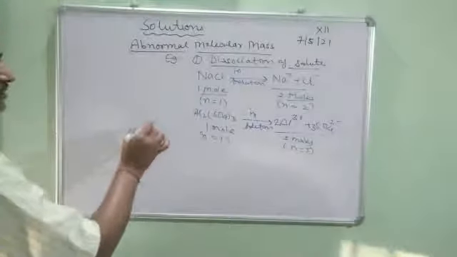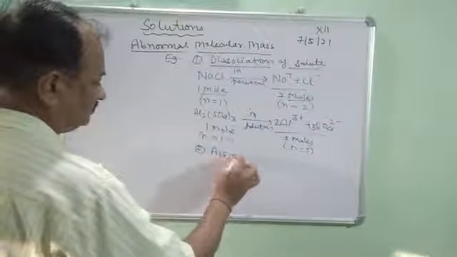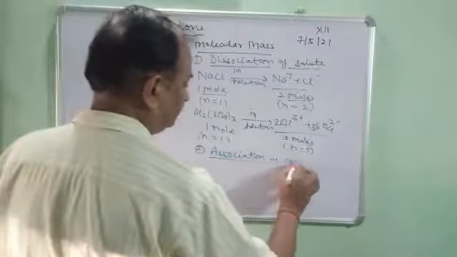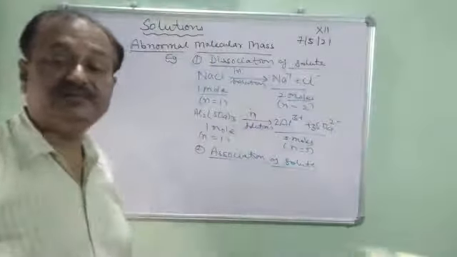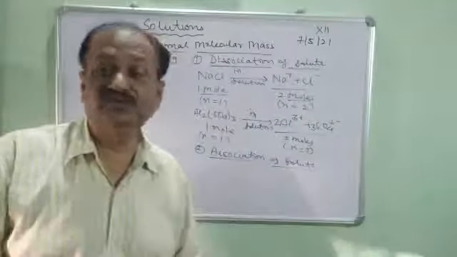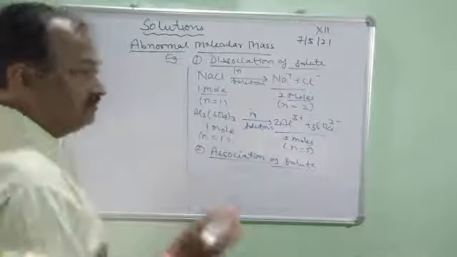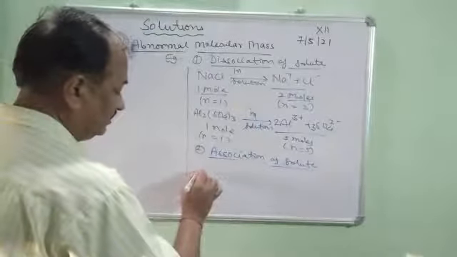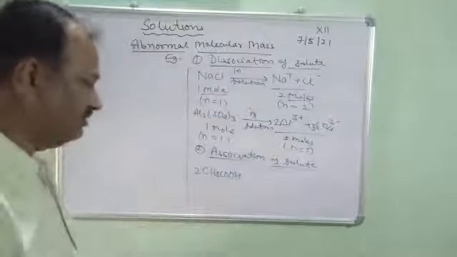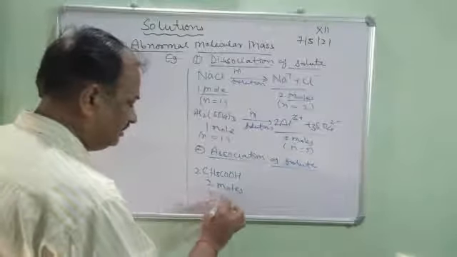Now coming to the second point, association. Children, in some cases there is association of solute molecules. Solute molecules are associated. There is bonding between the solute molecules; they are joined together. Like we take the case of any organic acid, say acetic acid. Here we have 2 moles. Here n is equal to 2.